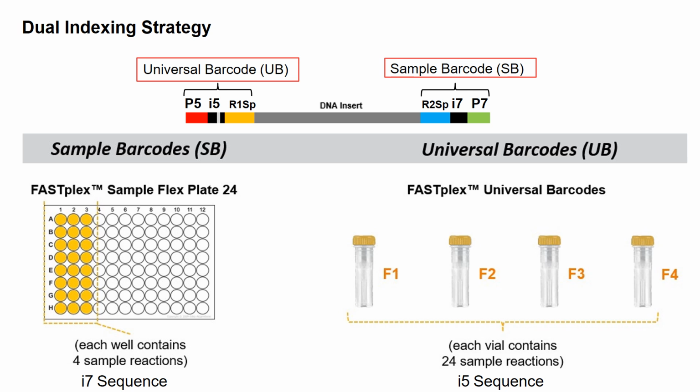The chemistry of AllType FASTplex used the dual index strategy, I5 and I7 indices. The kit contained a total of 24 unique sample barcode I7 indices and 4 unique FASTplex universal barcode I5 indices to allow up to 96 samples per run.